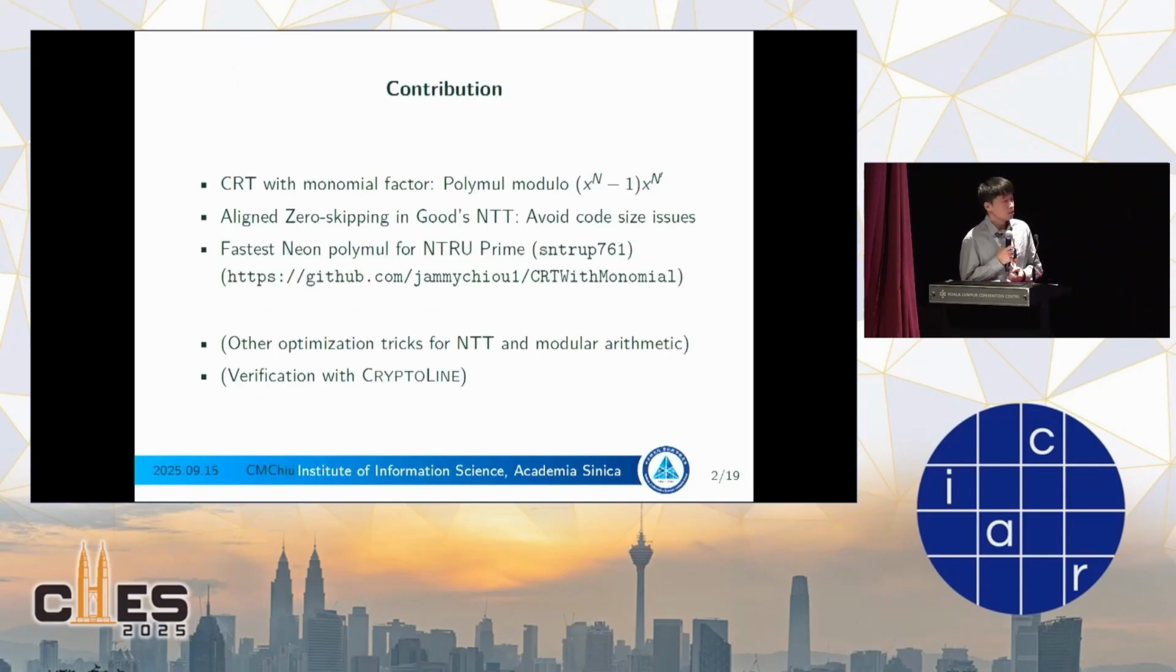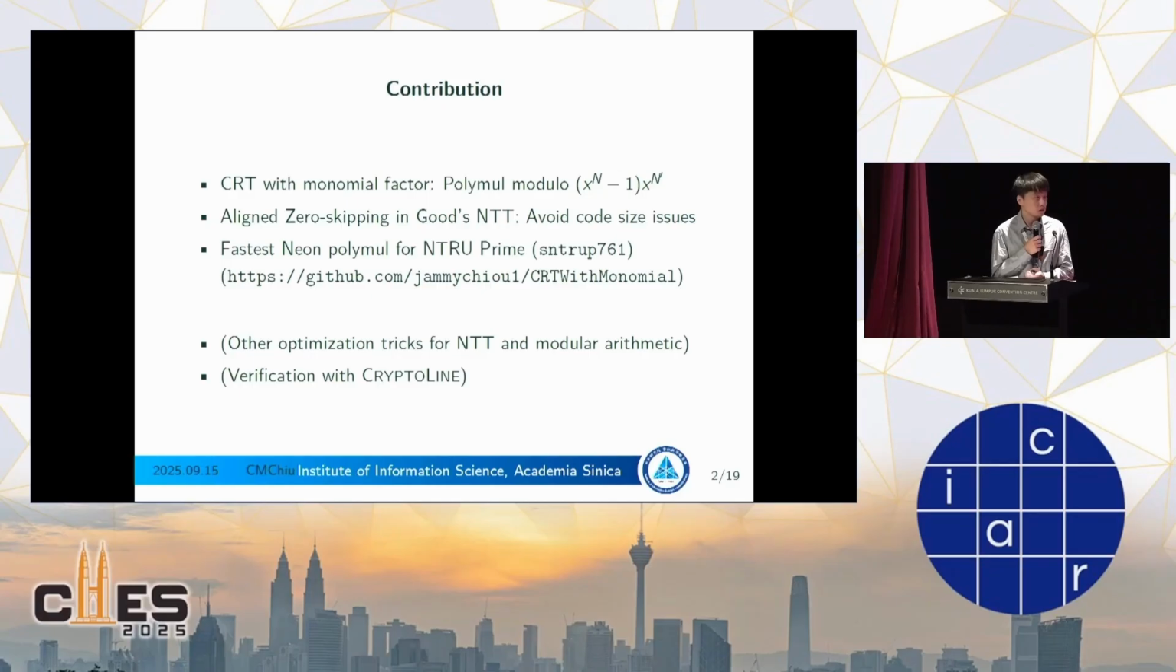Before we begin, I want to quickly go over the list of our contributions and at the same time give a rough outline of the structure of today's talk. We first introduced the practical use of CRT with monomial factors. When combined with standard NTT-based polynomial multiplication, this allows us to compute polynomial products modulo this weird-looking polynomial form. We will see in a few minutes why this can be useful.